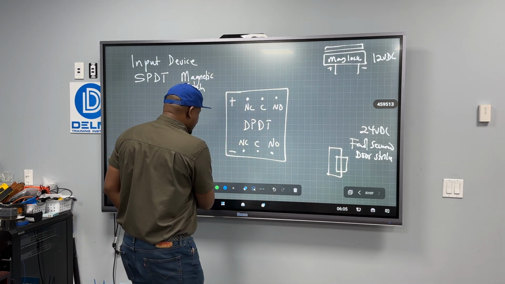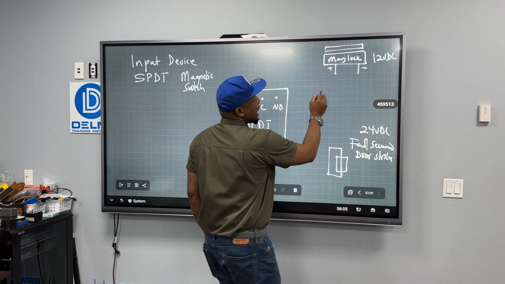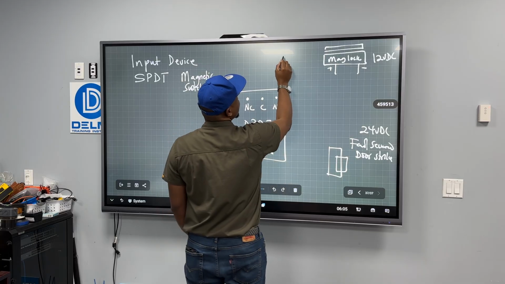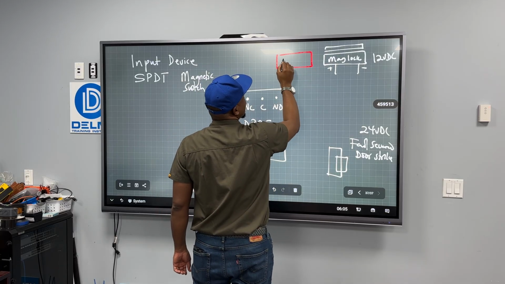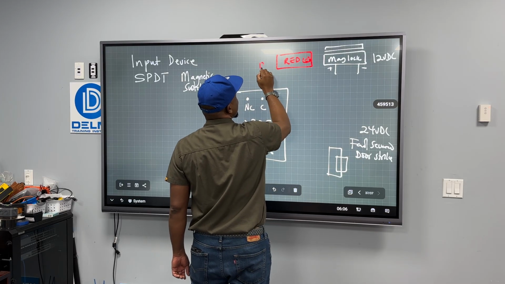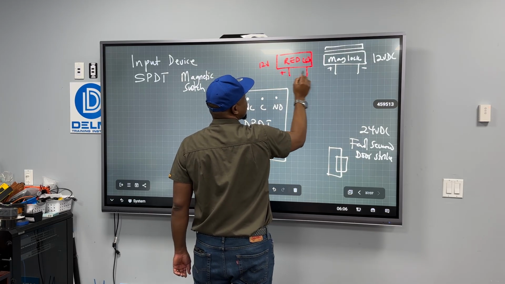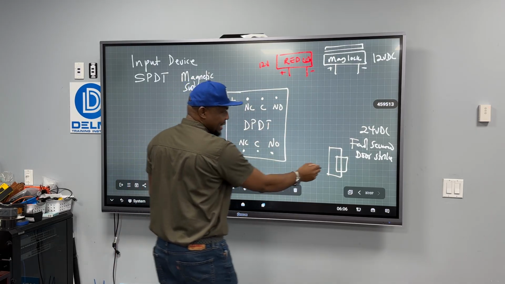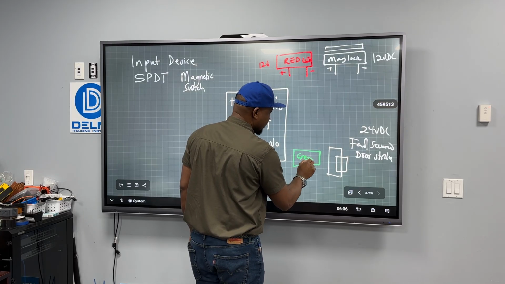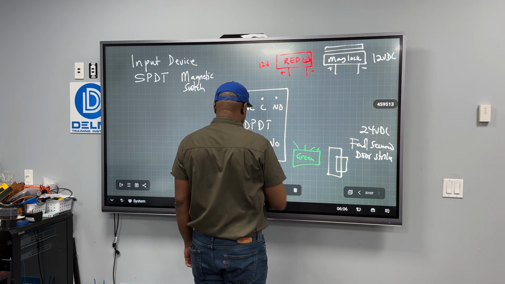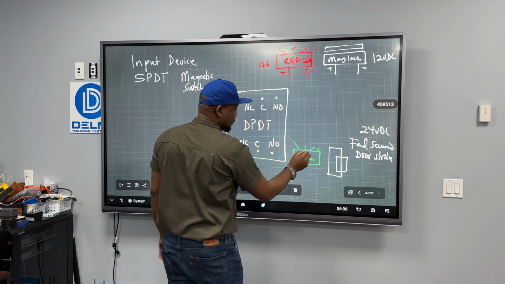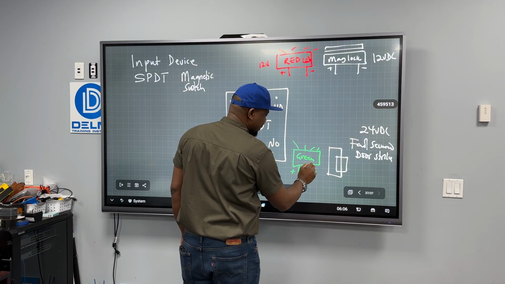But also what I want to have is a 12 volts red LED. I'm going to put that here. Red LED, 12 volts. It's got a positive and a negative. And I'm going to have next to this one a green LED, and it's going to have a plus and a minus.